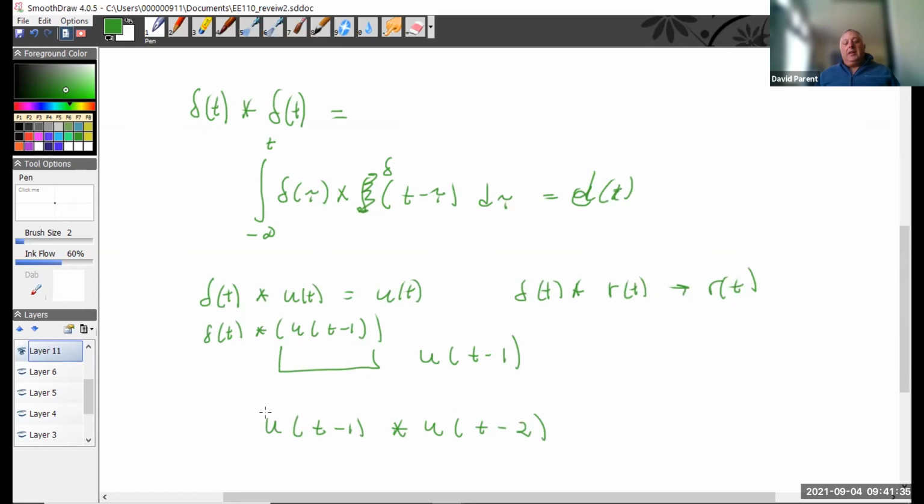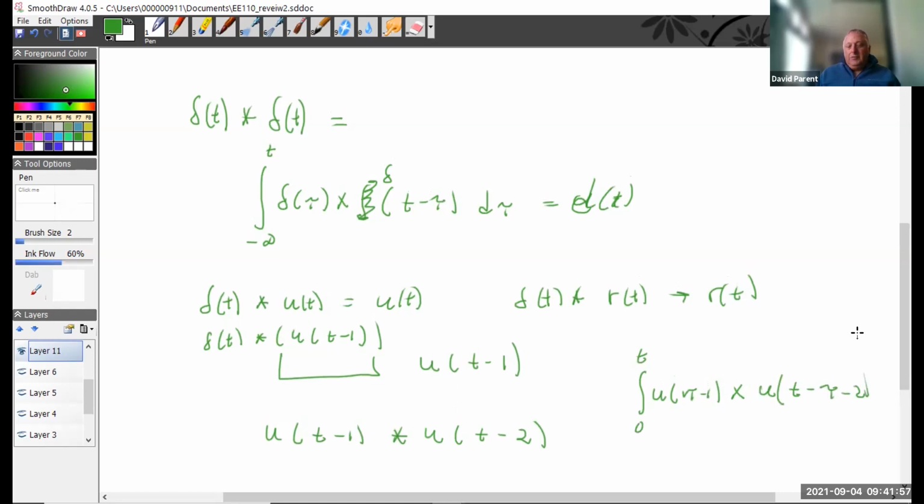now you might be thinking, I got to set up this whole complex convolution integral, and I'll just write it out. u of t minus 1 would be u of tau minus 1 times u of t minus tau minus 2 d tau, and then you got to deal with this, and where does the limit go? And honestly, it's just too hard.